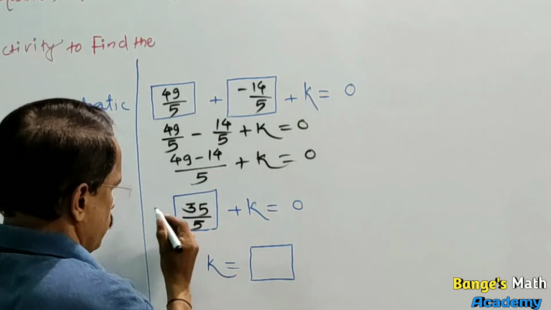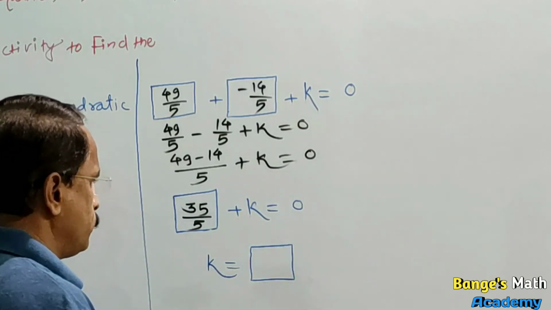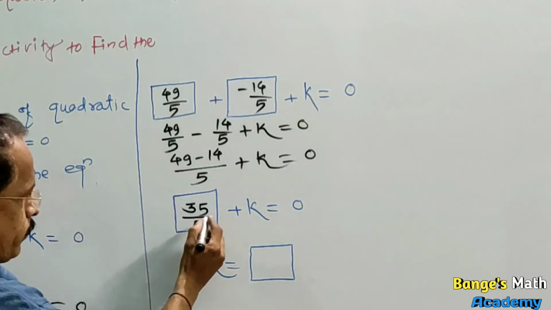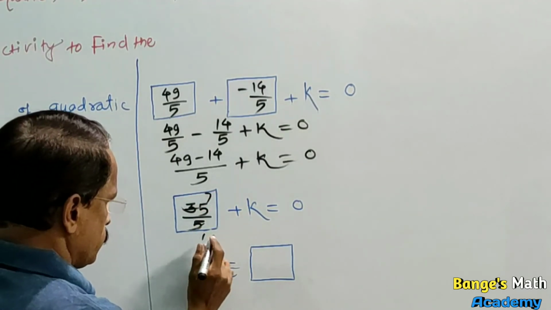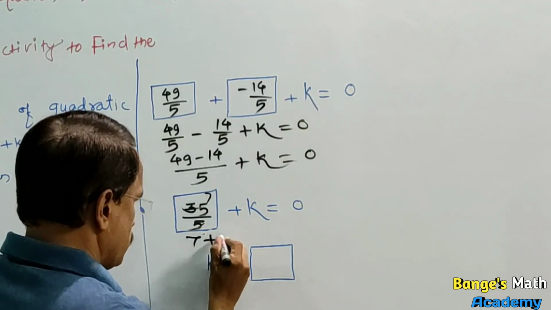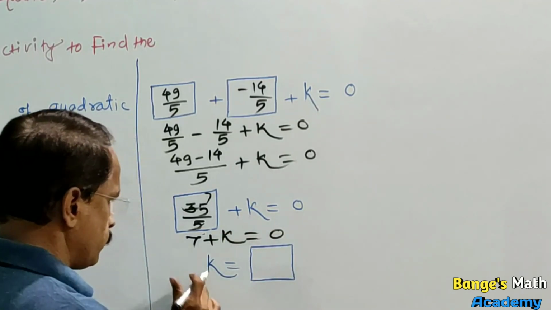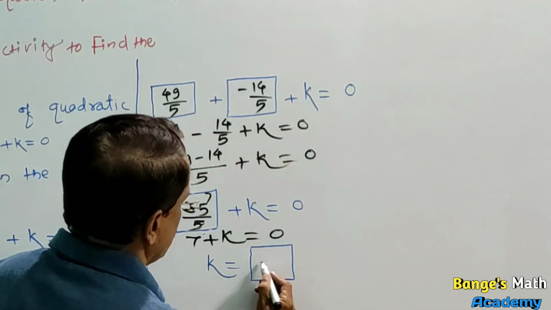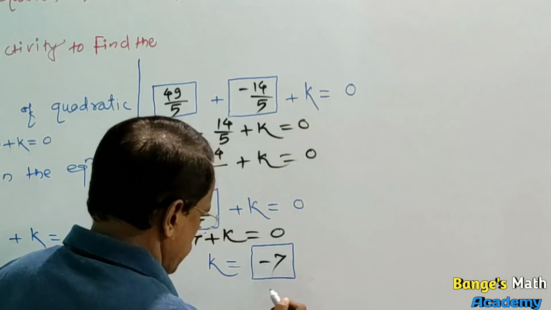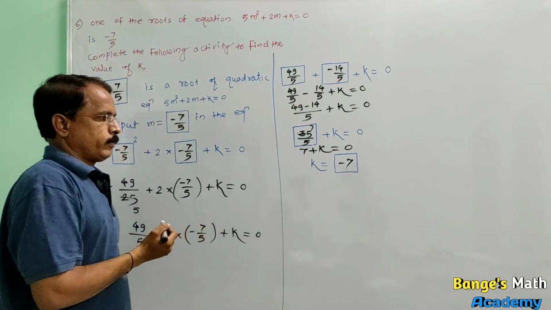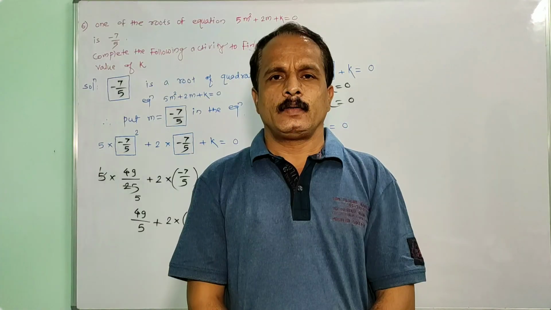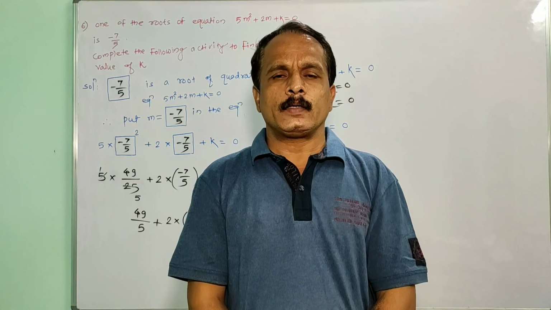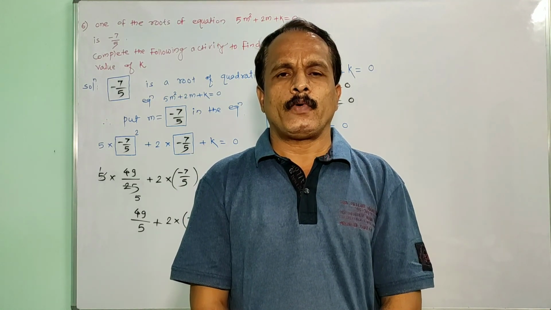35 upon 5 plus k is equal to 0. By cancelling, 5 7s are 35. So 7 plus k is equal to 0. Transfer 7 to RHS, it becomes minus: k is equal to minus 7. Write down the given example or take a screenshot. In this video we have completed all examples of practice set 2.1.